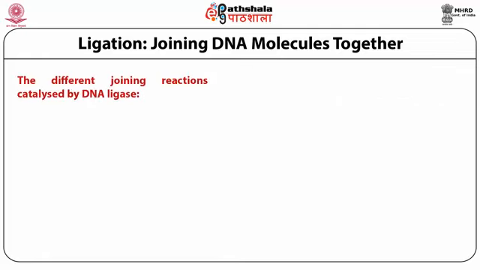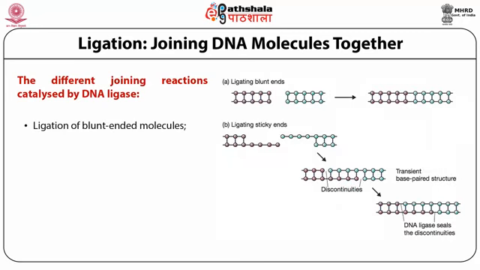2 different types of joining reactions are catalyzed by DNA ligase. One is ligation of blunt-ended molecules, as shown in the picture here, A, ligating blunt ends. 2 blunt-ended DNA molecules can be ligated. A phosphate bond can be formed in both strands. And the other type is the ligation of sticky-ended molecules, as we already talked about. For example, when a restriction enzyme like EcoRI or BamHI cleaves the DNA, it forms sticky ends.